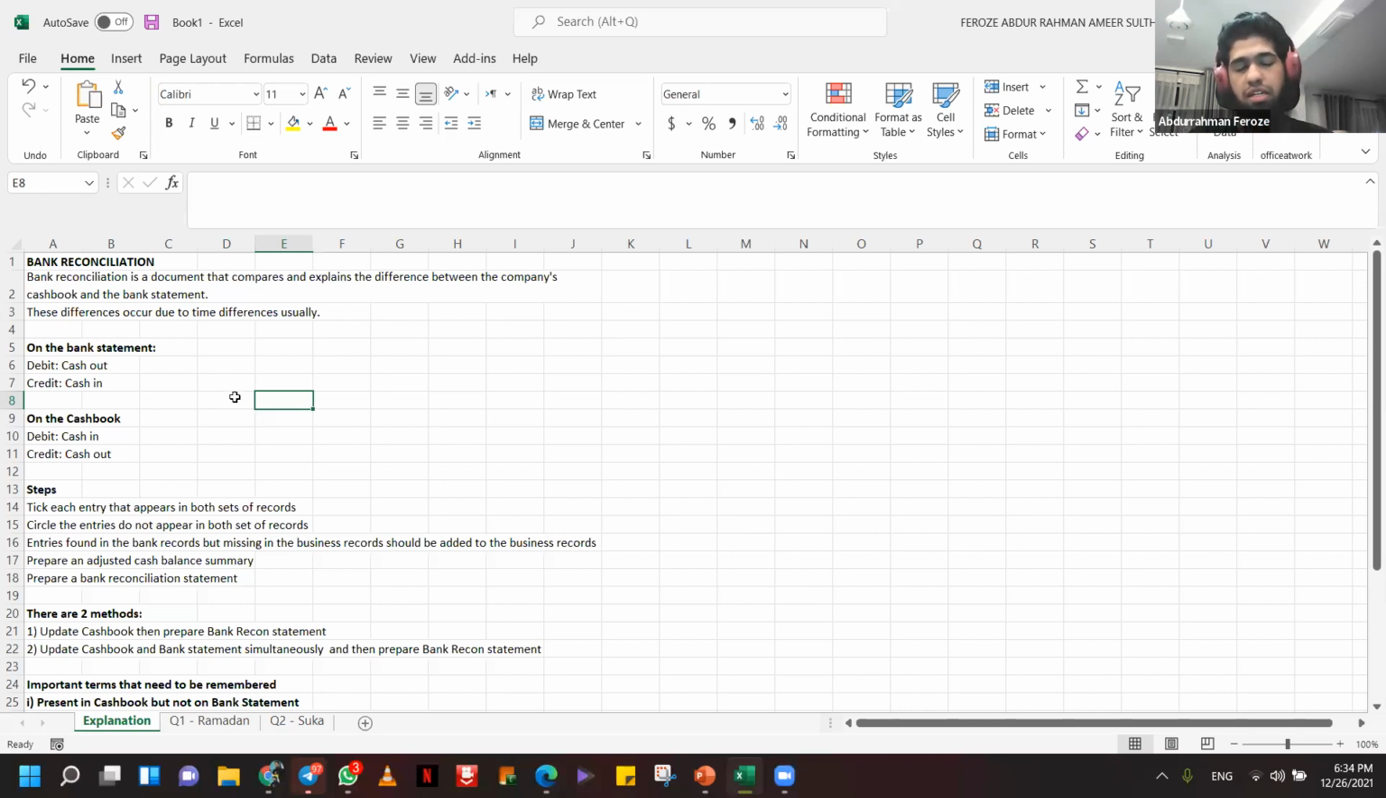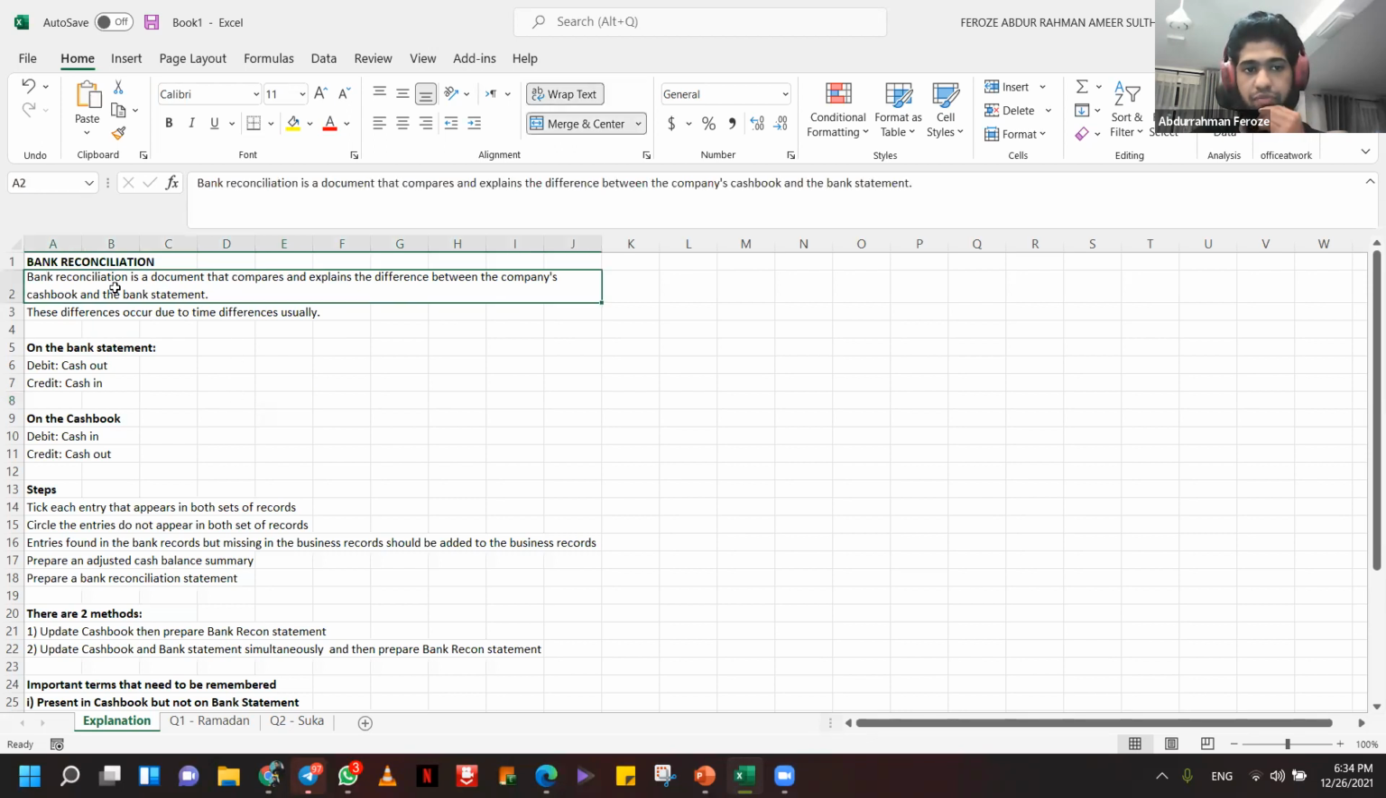So the bank reconciliation is a document that compares and explains the differences between a company's cash book and the bank statement, right? During a month, the company will be recording transactions on their own: whatever payments they do, whatever expenses they have, anything that pertains to their accounts. The company themselves will have their own accounting book, which is called the cash book. And the bank as well, of course, records all the transactions that the company has. So at the end of the month, you have the company's cash book, which is what they have recorded through the month, and then you have the bank statement, which is provided by the bank for the company's account.